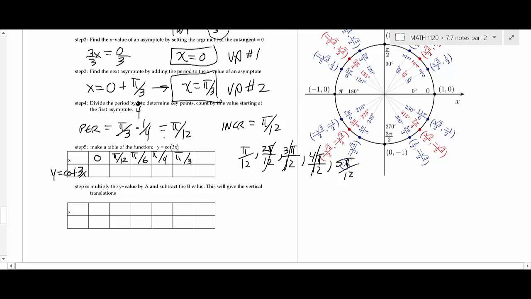Now what we're going to do is this. Our asymptotes occurred here and there, so I'm just going to put undefined there, undefined there.